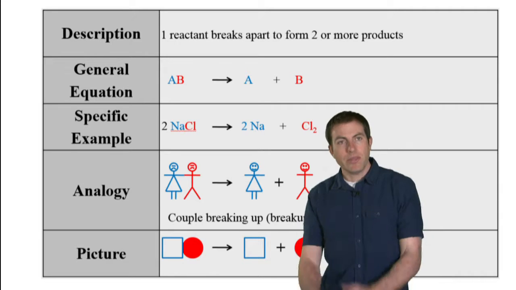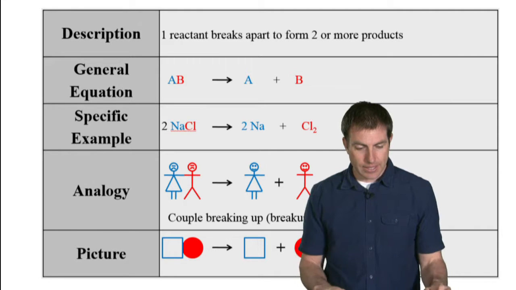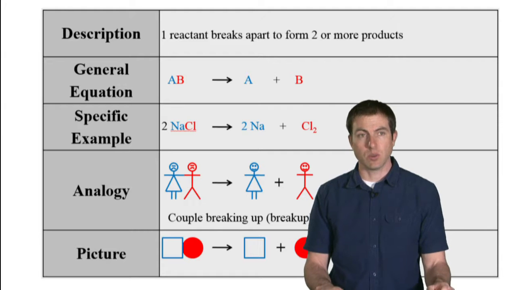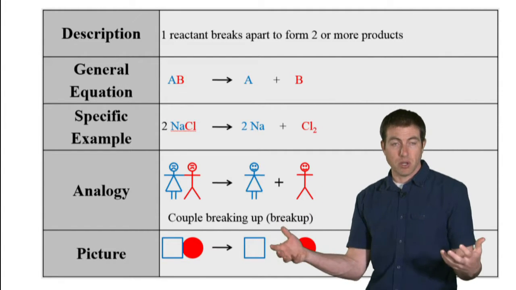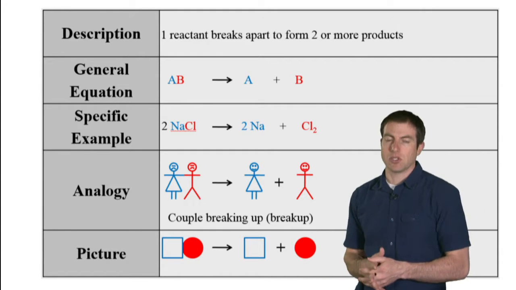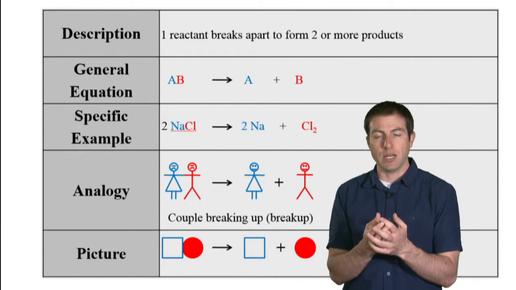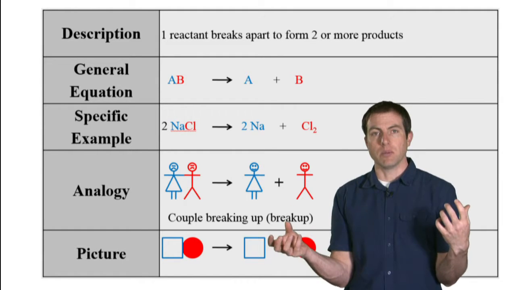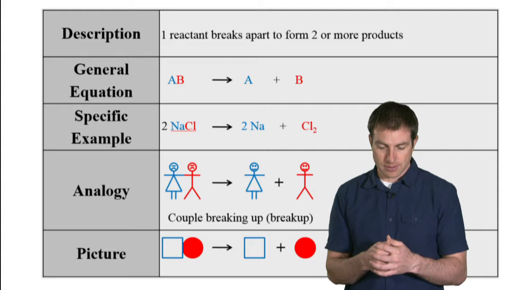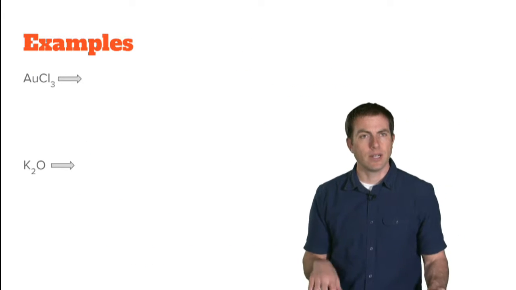All right, so we have one thing we start with, one reactant, and it breaks into two products. In the specific equation, NaCl breaks down into Na and Cl. And you can see this one here is balanced. Or we have a couple that breaks apart, or we have a circle and a square, and they break apart into a circle and a square. This is decomposition. So this is the exact opposite of a synthesis reaction. Synthesis, two things coming together to form a compound. Decomposition, one thing breaking apart to form two individual things. Does anybody have any questions on decomposition?